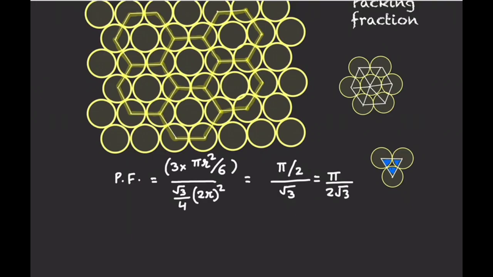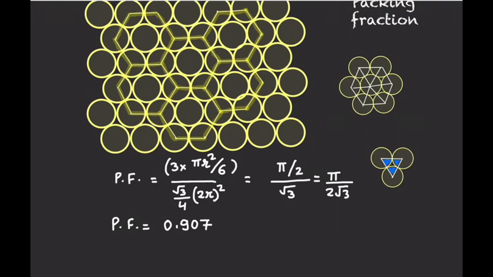On further simplification, we can write with the help of calculator. If you simplify this by putting the value of pi and under root 3, on simplification we are getting this value is equal to 0.907. So we can say that 90.7% of the area is occupied in this hexagonal close packing.